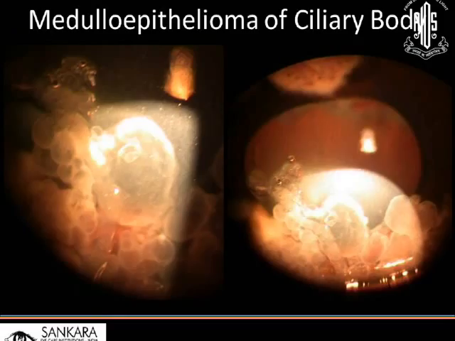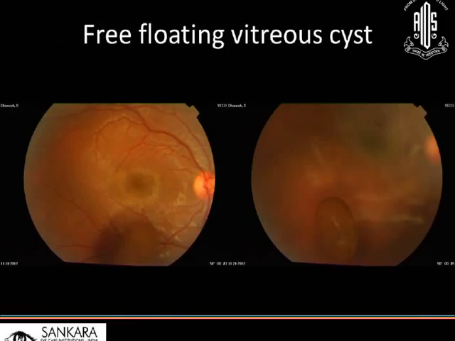So these again are slides which Dr. Jerry Shields gave, because I have not seen this kind of typical medulloepitheliomas. More often a retrolental fibrous tissue is what we see. This kind of cystic component is something which we can see.